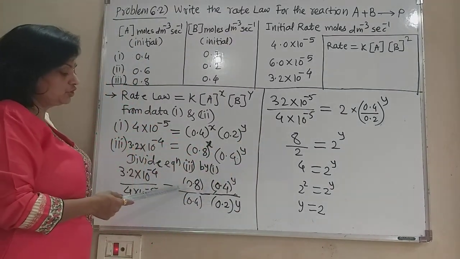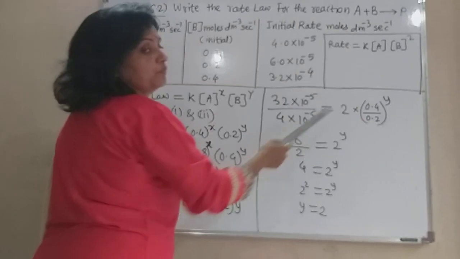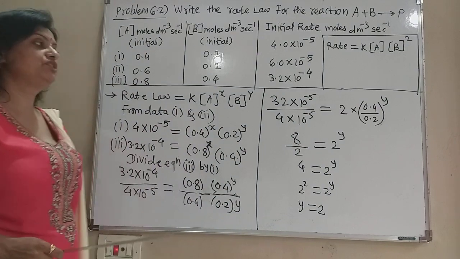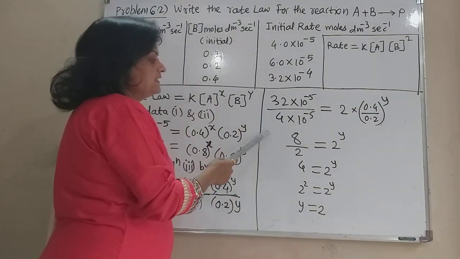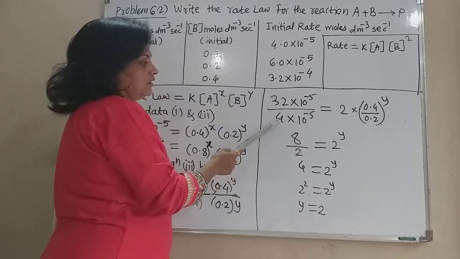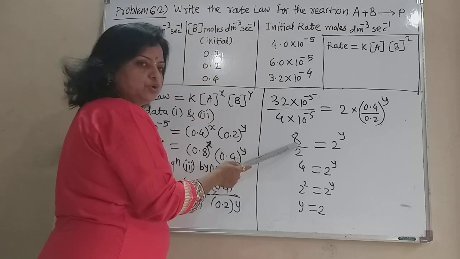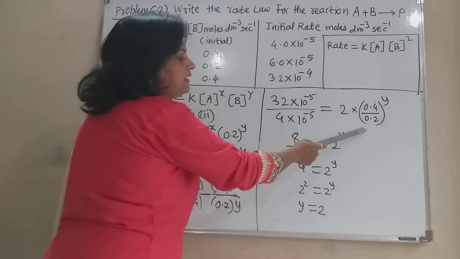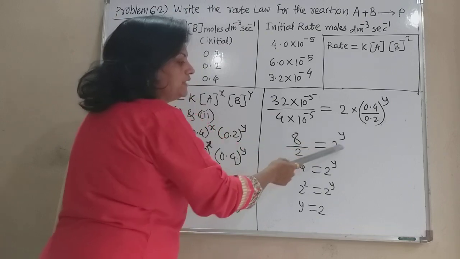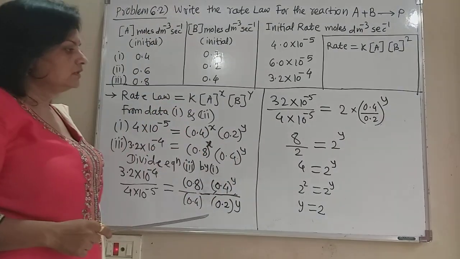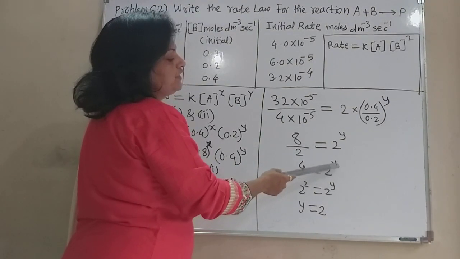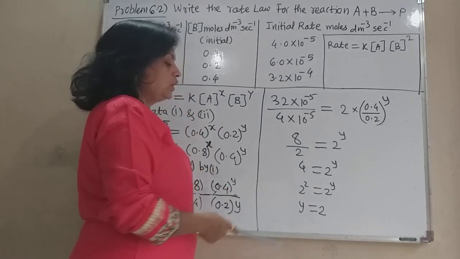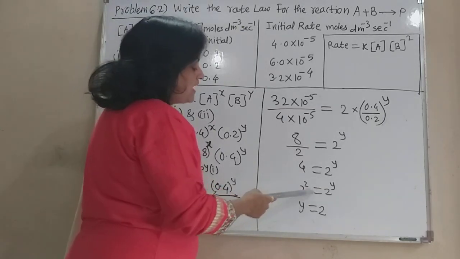Again, 0.8 divided by 0.4 becomes 2, and 0.4 divided by 0.2, in brackets, raised to y. On dividing, we obtain 32 divided by 4, which is 8. The 2 multiplied here gets divided here, and what remains is 0.4 divided by 0.2, which is 2, raised to y. Therefore 4 is equal to 2^y. Since 4 is the square of 2, 2^2 is equal to 2^y. Both are equal, therefore y is equal to 2.